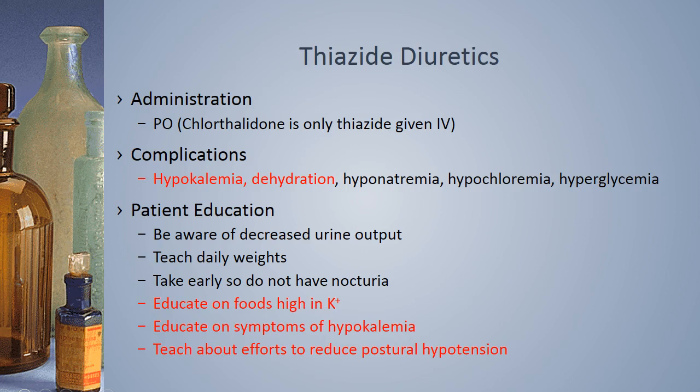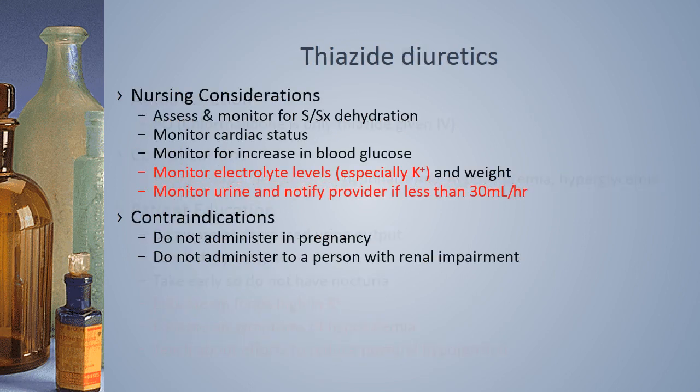Educate on foods high in potassium. Educate on symptoms of hypokalemia. Teach about efforts to reduce postural hypotension. Tell a patient what postural hypotension is. Take early so they don't have nighttime nocturia. You want to do daily weights, and you want to be aware if they have decreased urine output.